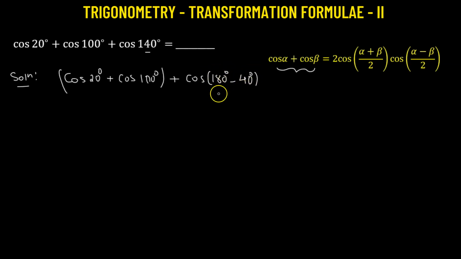There's a reason why we are writing it. We're trying to simplify this. Now let's do it. Now let's apply the transformation formula. So here we have 2 times cosine of angle. So let us consider 100 to be alpha and 20 degree to be beta.